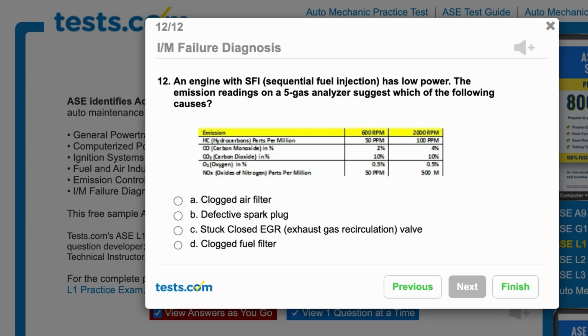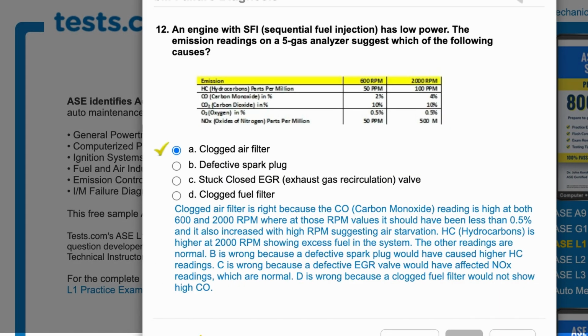Question 12. An engine with SFI, sequential fuel injection, has low power. The emission readings on a 5-gas analyzer suggest which of the following causes: A. Clogged air filter. B. Defective spark plug. C. Stuck closed EGR, exhaust gas recirculation, valve. D. Clogged fuel filter.